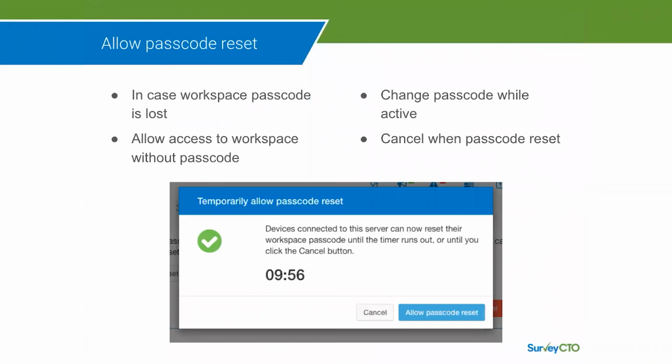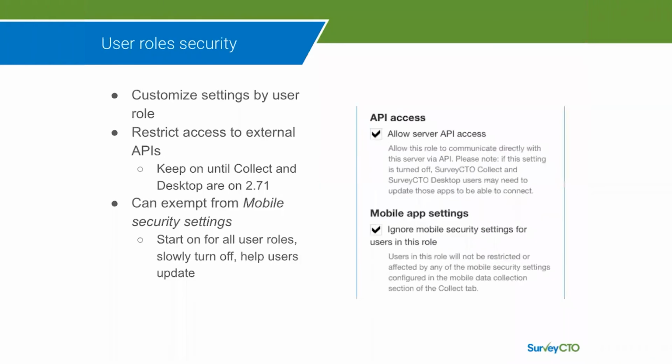As discussed earlier, you can secure a workspace using a passcode. There are times where enumerators may forget their passcode and cannot access their workspace. When this happens, go to the same mobile data collection settings from before and click the Temporarily Allow App Passcode Reset button. Once that is active, all workspaces connected to that server will be accessible without a passcode, and the user can log in and reset their passcode. Once the passcode is reset, click Cancel so passcodes are required again, but it will also turn off on its own after 10 minutes.